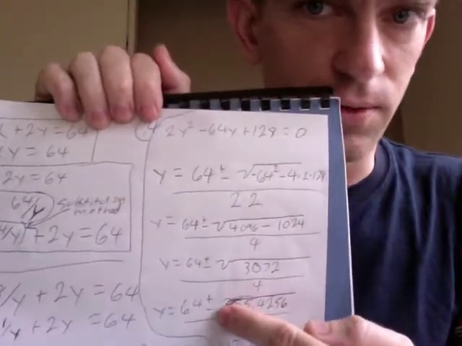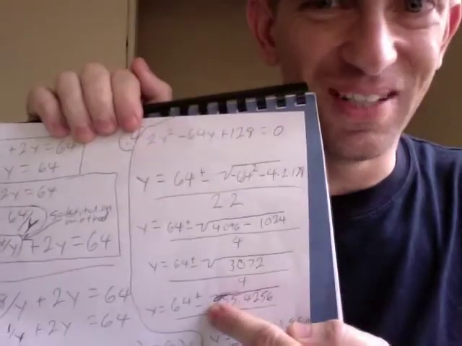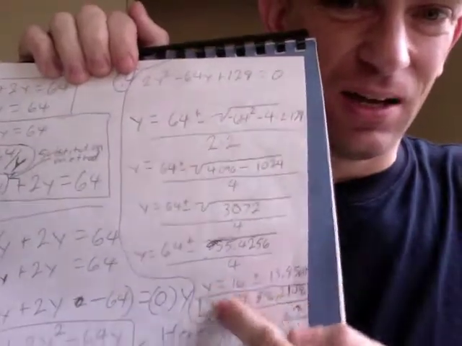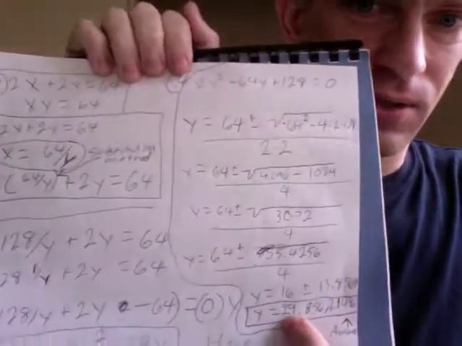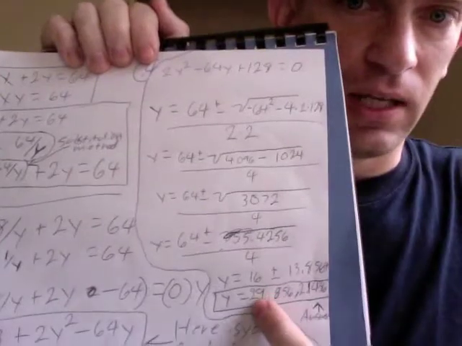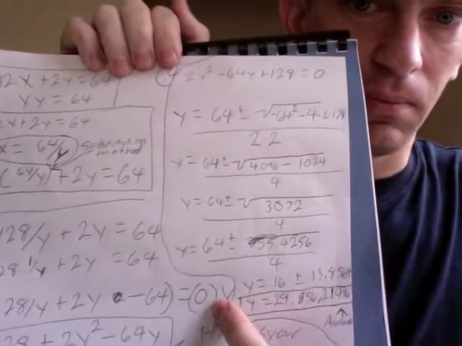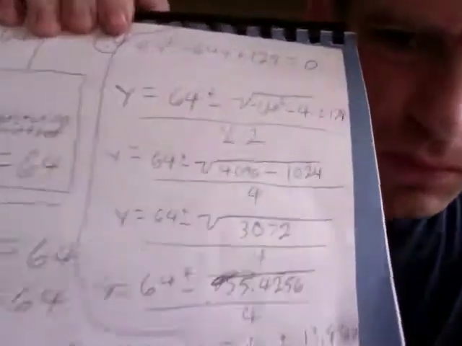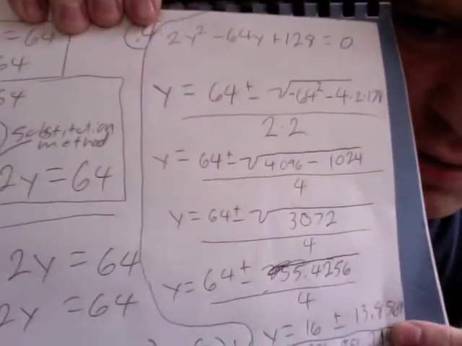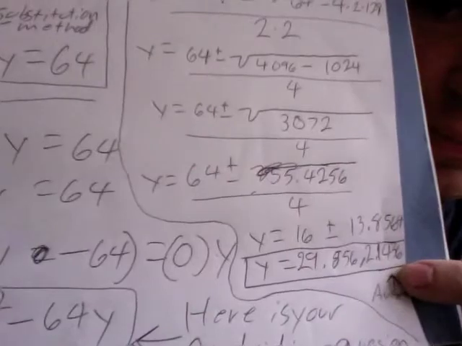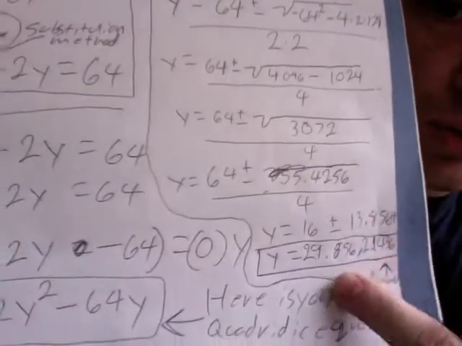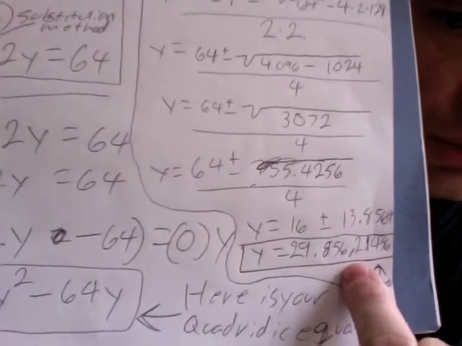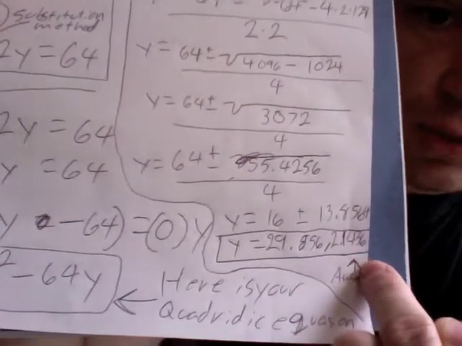That probably looks familiar to everybody. Should have learned this. Most of us have probably forgotten it though. The answer set was, in the end, y equals 16 plus or minus 13.5864. And then that gives us two solutions. y equals 29.865, or y equals 2.146.